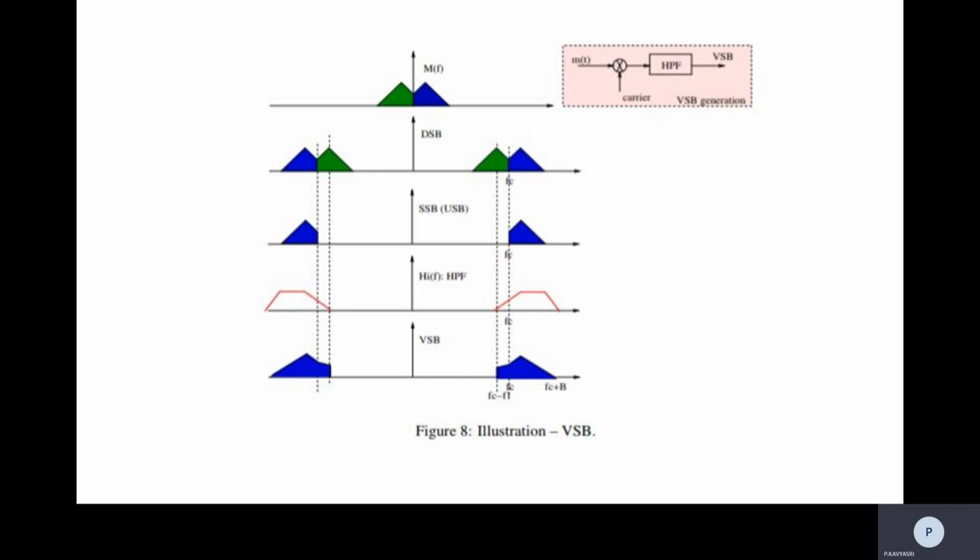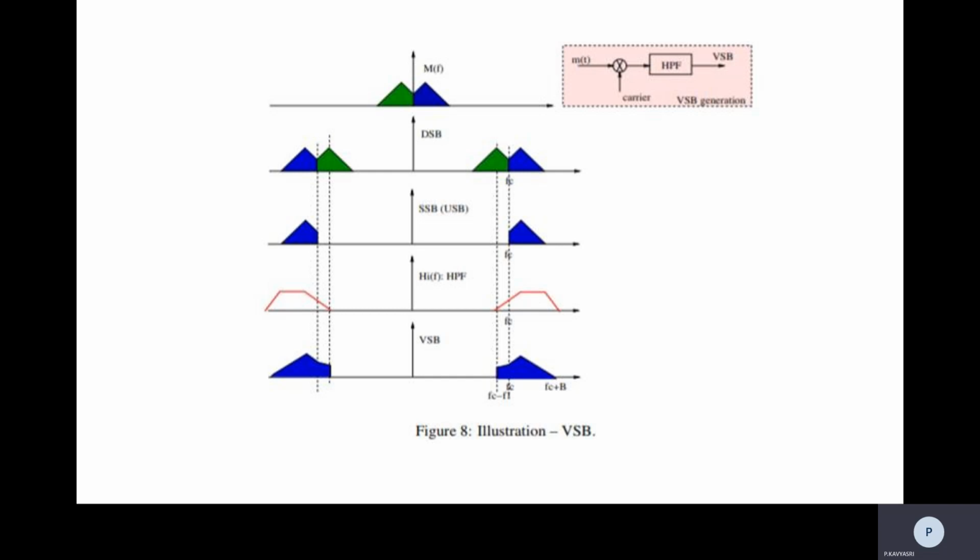Here we will see, first, the message signal, and the next one represents the DSB, which contains the upper sideband as well as the lower sideband. One sideband is represented with blue color and the other sideband with green color. And the next one is SSB modulation. In SSB, we get the LSB or USB for the transmission. Here this is the upper sideband. So we are getting only one sideband in single sideband.